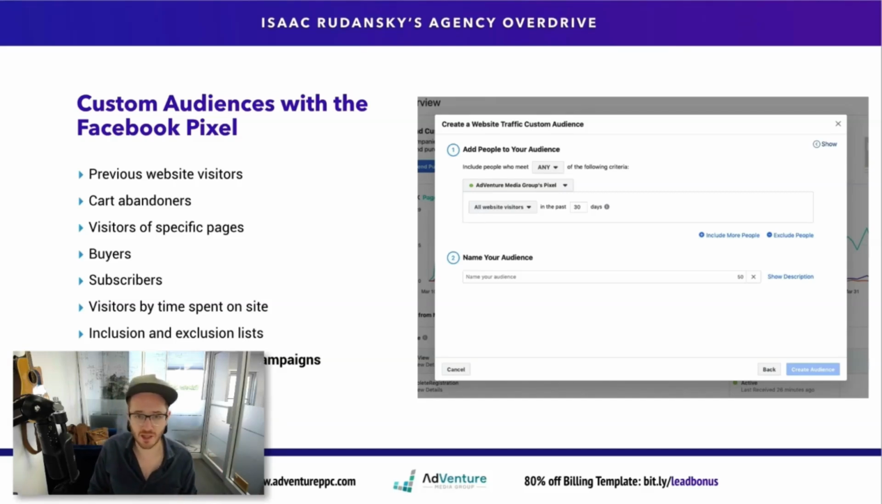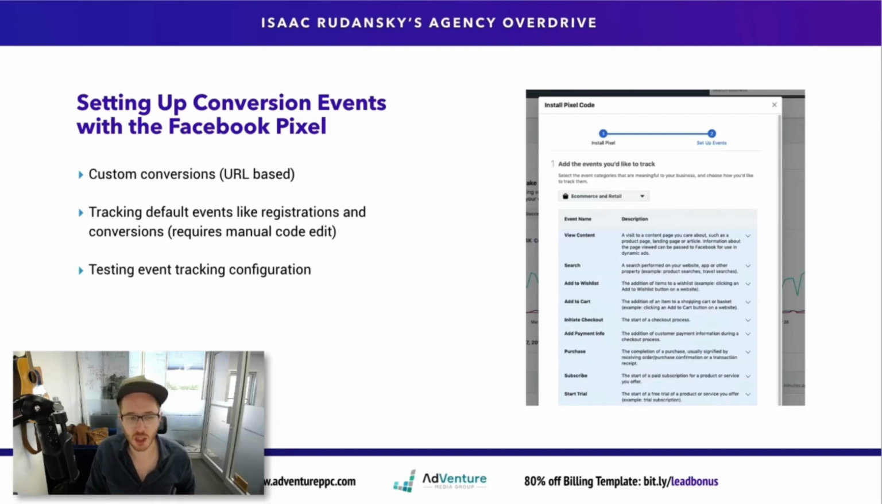So the first thing is custom audiences. You must have a pixel first, collecting data, in order to create custom audiences in the first place. If you want to track conversions, that's not custom audiences, that's something else. So that's setting up conversion events with the Facebook pixel.